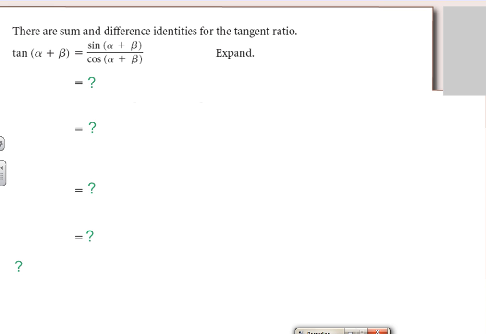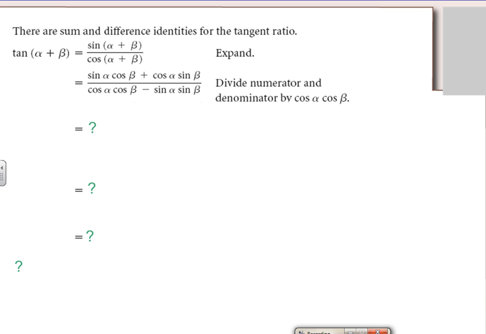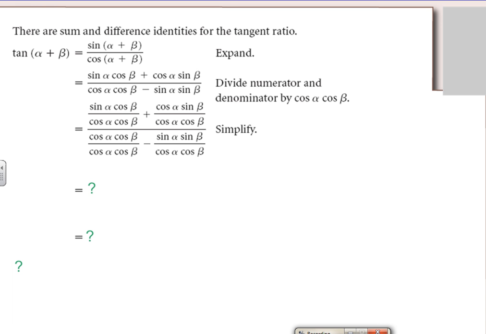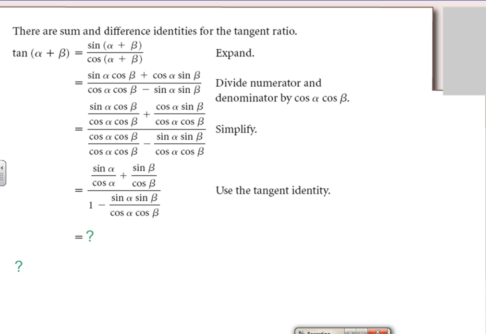Now there's also the sum and difference of tangent. Well, that's just made up of sine over cosine. So we substitute in. Looks like lots of fun. Divide the numerator and denominator by cos alpha cos beta. Simplify it up. And we get the next one, which you are going to be able to use. And that right there is sitting on your formula sheet. You just have to be able to use it.